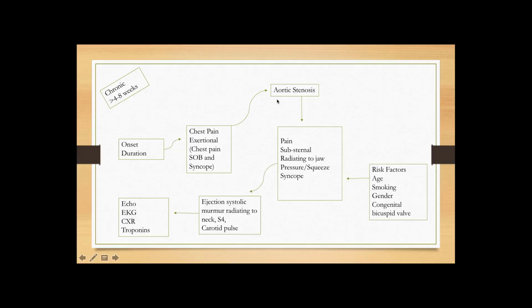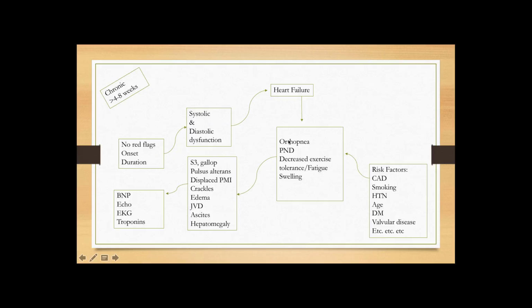Then again, chronic aortic stenosis can present with longer duration of symptoms, and in this case they don't usually have syncope, so that's the difference, but the rest is all identical. So they have all these risk factors, very mild symptoms, and when you evaluate them, that's how you know it is chronic aortic stenosis.